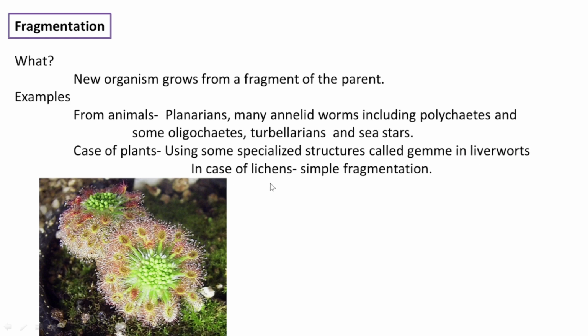In the case of lichens, and here it is shown the picture of gemmae in one plant, a lichen is simply a symbiotic association between algae and fungi. We know that. So to ensure that symbiotic association, in the next generation they undergo asexual reproduction through simple fragmentation of the body. So this is about fragmentation. With this we can finish today's section. In the next section we will see parthenogenesis.